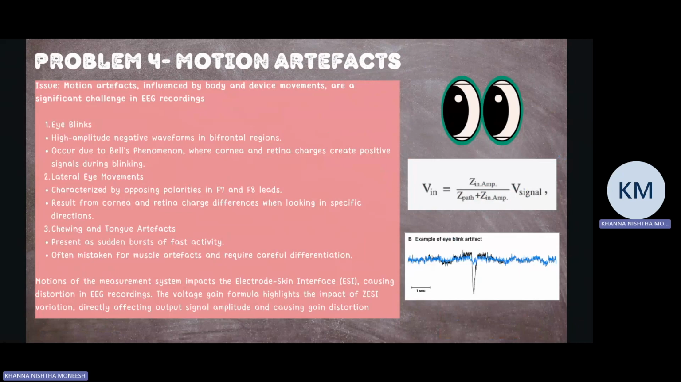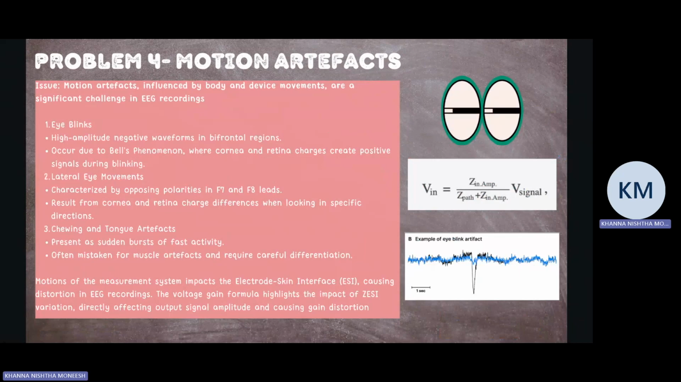Additionally, lateral eye movements generate opposite signals in specific brain regions due to differences in charge between the cornea and retina. Furthermore, rapid bursts of activity during chewing and tongue movements, often mistaken for muscle artifacts, require careful distinction. Such movements disrupt the electrode-skin interface, known as ESI, resulting in distortions in EEG recordings.